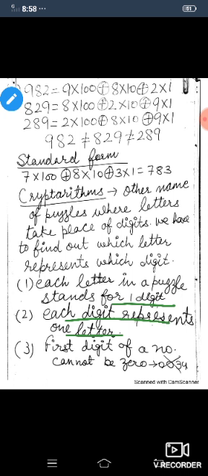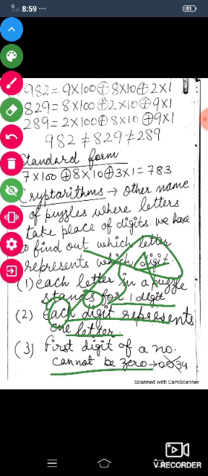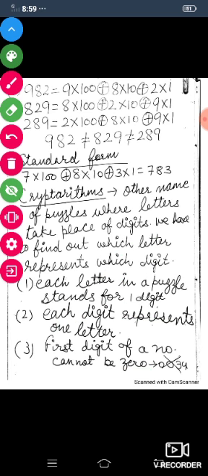The first letter or first digit of the number cannot be 0. For example, 0034 cannot be the answer in any of the cases. Let us take the number BA. B9 plus 4A is equal to 65.